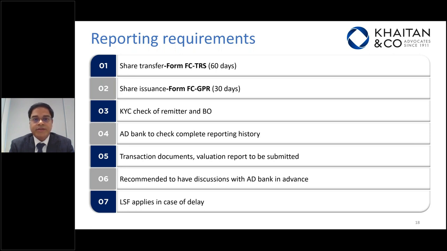When you go for filing form FCTRS or form FCGPR, you have to approach an authorized dealer bank. The authorized dealer bank will do a KYC check of the parties, and they will ask for information with respect to the beneficial owners. Also, the authorized dealer bank will check all the past compliances and may ask you to regularize non-compliances, if any. They will go through the entire reporting history. And if there is any non-compliance or irregularity with respect to previous transactions in relation to the entity in which foreign investment is coming, then this may delay or hamper the entire transaction.